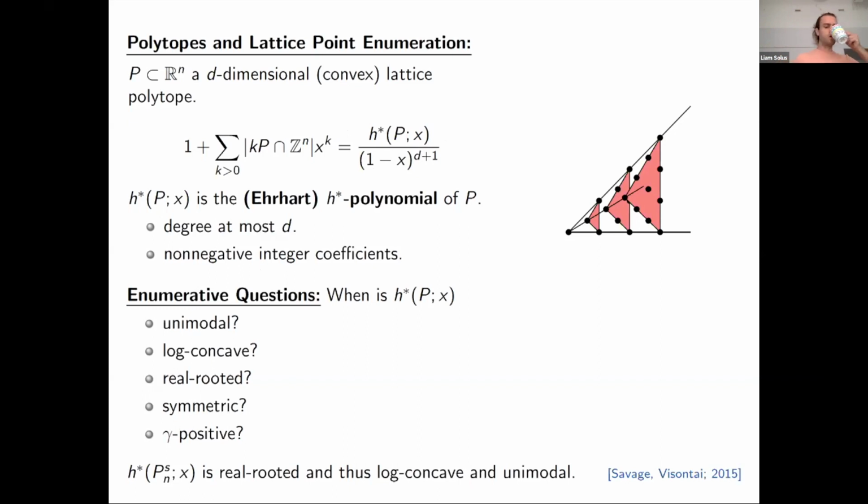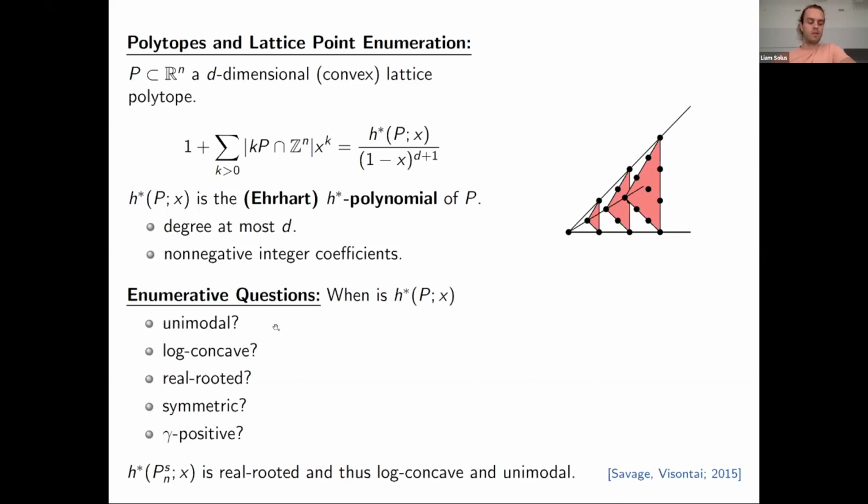So for example, typical questions are like, given a family of polytopes, when is this polynomial going to be unimodal, log concave, real rooted, and so on and so forth. This, of course, has been studied for these S-lecture simplices. So Savage and Visontai in 2015 showed that these H-star polynomials are always real rooted, which by some classic results implies that they're log concave and unimodal.